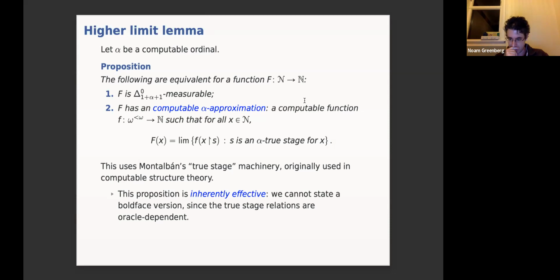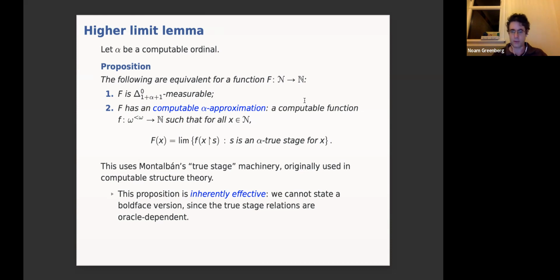Now, this is Antonio's true stage machinery relativized to oracles, and I gave a couple of other talks about the true stage machinery and descriptive set theory, and this is part of the work that I want to kind of brush under the rug. This is not the focus of today's talk. Today's talk is complementary to those other talks that I gave. So I don't want to define true stages.